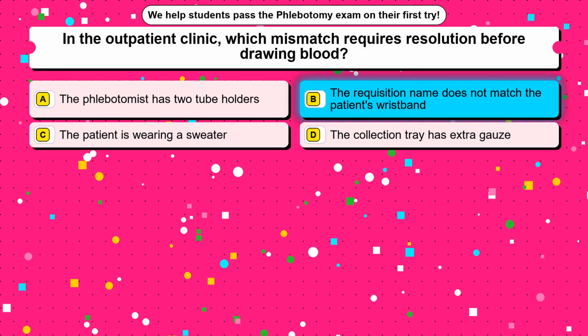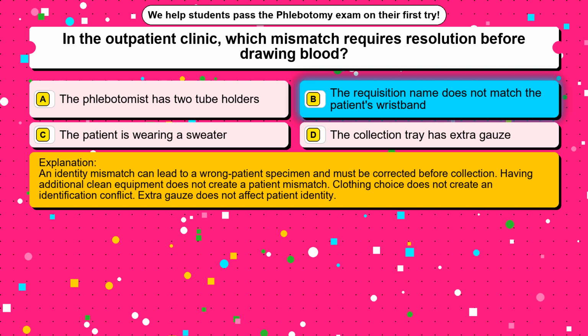The correct answer is option B. The requisition name does not match the patient's wristband. An identity mismatch can lead to a wrong patient specimen and must be corrected before collection. Having additional clean equipment does not create a patient mismatch. Clothing choice does not create an identification conflict. Extra gauze does not affect patient identity.